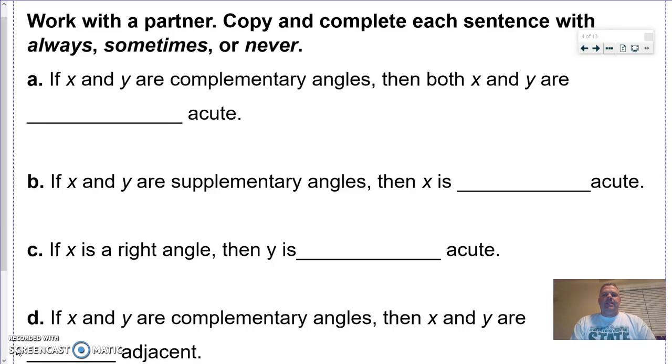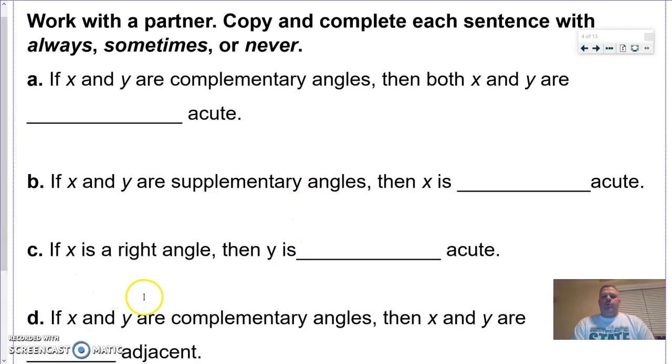In example C, if x is a right angle, then y is blank acute. I had to think about this one, but I believe it goes with the question above it in that they are supplementary. So if x is a right angle, then y is never acute, because it can't be either complementary or right angle would have to be the only two.